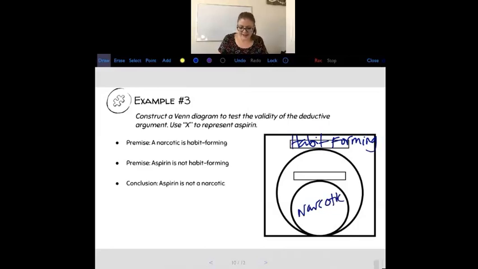Premise number 2, aspirin is not habit forming. Conclusion, aspirin is not a narcotic. So when we're determining where the X goes, if aspirin is not habit forming, it has to be outside of the habit forming circle. Because the habit forming circle is here. If aspirin is not habit forming, then aspirin is outside of that circle. So our conclusion here is that aspirin is not a narcotic. Is that supported by the Venn diagram? In this case, it is. This is a valid argument.